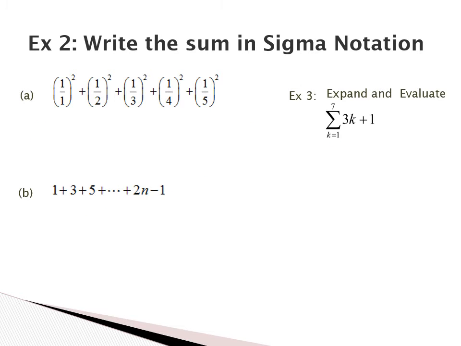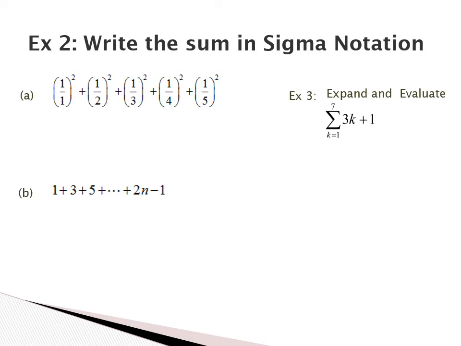In example 2, we are trying to write the sum of the sigma notation for 2a and 2b. I also have example 3 on here where we're trying to expand and evaluate. All of these again are on your guided notes if that helps you to follow along and write them down, or you can write them down on a simple sheet of paper.